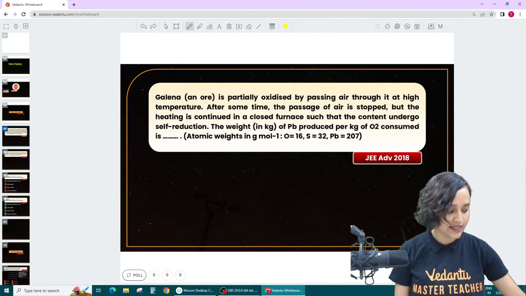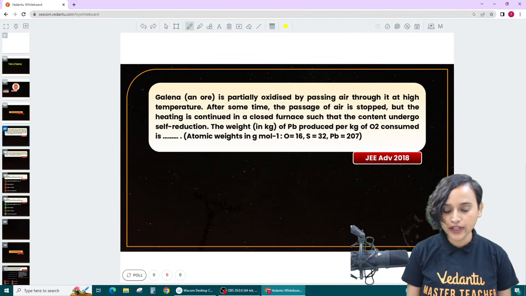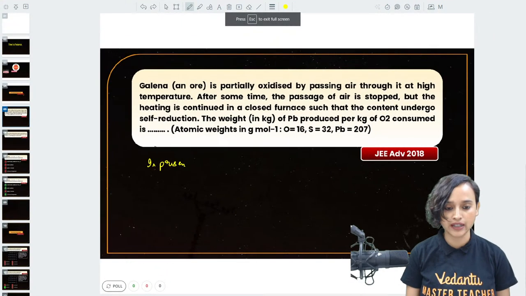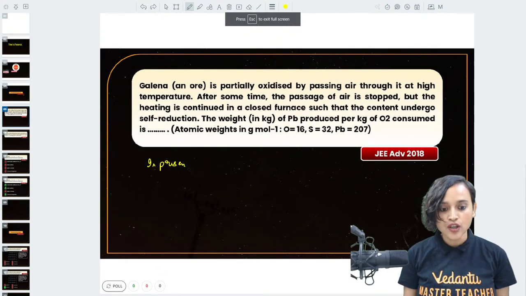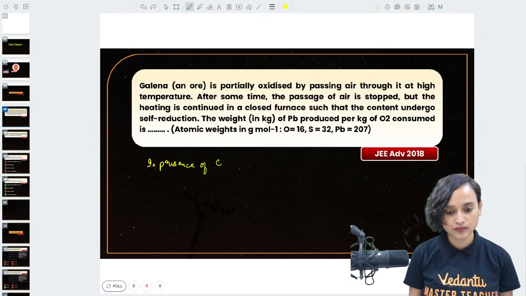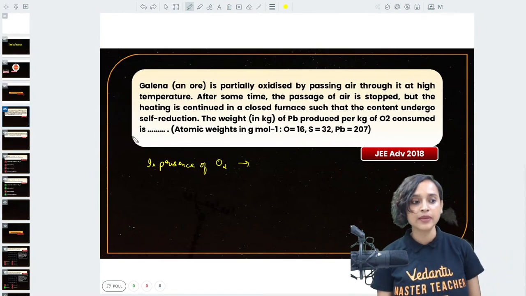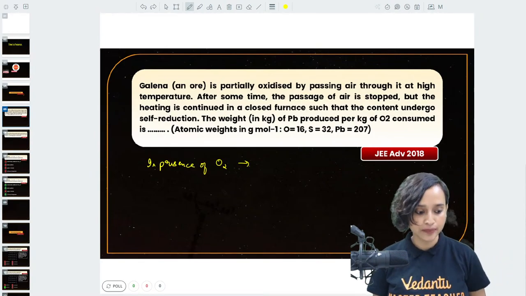Shall we solve it, guys? Let's solve it, everybody. So how would we write it down? First thing is in presence of oxygen, right? Let me make it bigger. So in presence of O2, what is happening? Can somebody tell me the chemical reaction?